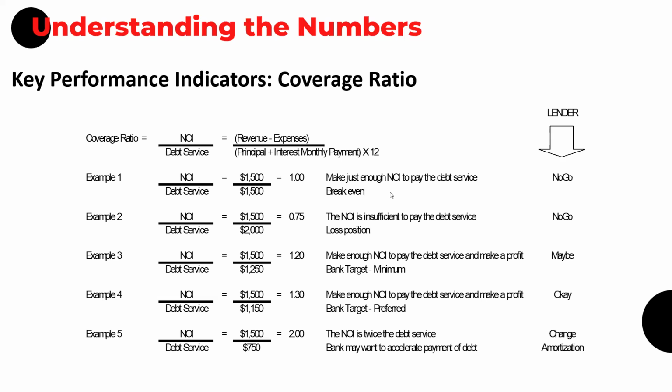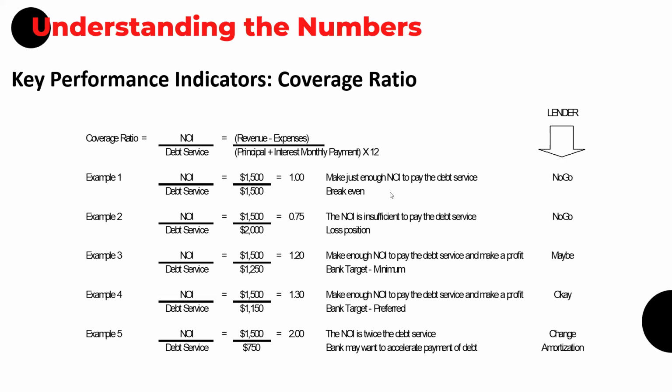On to the next example, if our NOI is 1500 and our debt service is only 1150, we have a coverage ratio of 1.3. Now we're making enough to pay our debts and pay our mortgage, and that is a level that the bank is quite comfortable with.